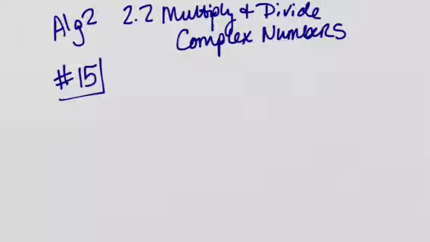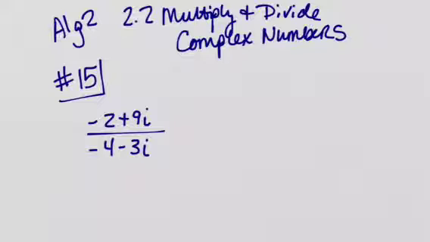Lesson 2.2 is on multiplying and dividing complex numbers. So I'm going to do 15, which is a dividing problem for you, and it looks like this. One thing that I want you to notice is that it's a binomial divided by a binomial. So when I multiply my fancy looking one, I'm probably going to have to FOIL this somehow.